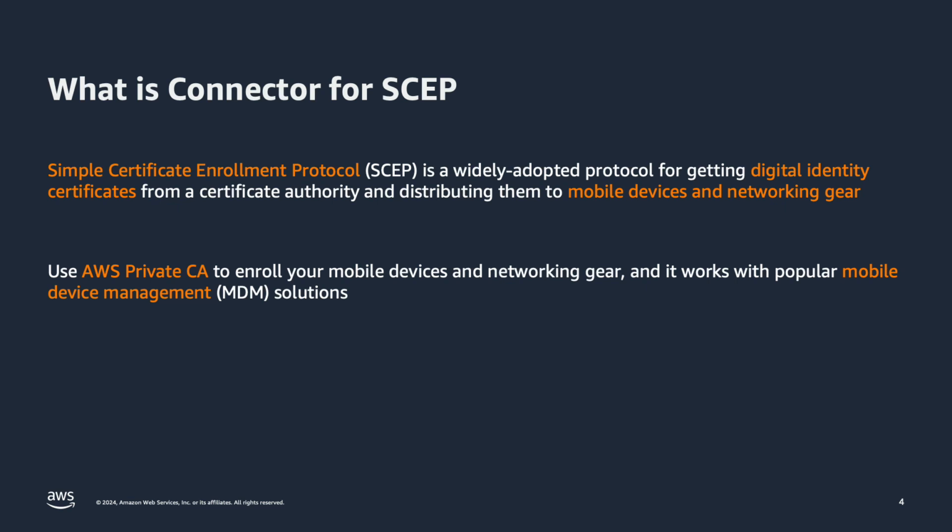These MDM solutions also ensure these devices are in a more secure state before accessing corporate resources. Lastly, MDM solutions allow for the separation of personal and work data on a device for bring your own device. There are two types of connectors for SCEP. The first is a general-purpose connector that is designed to work with endpoints that support SCEP. The other type is a connector designed to work with Microsoft Intune, which is a cloud-based endpoint management solution. This video will discuss the AWS Private CA Connector for SCEP integrated with Microsoft Intune.